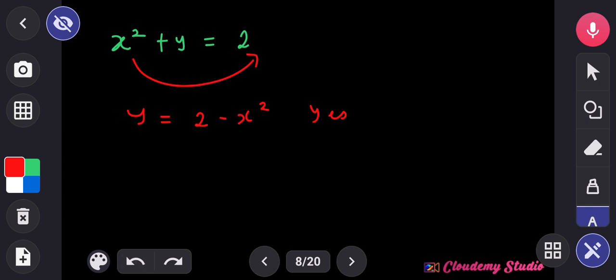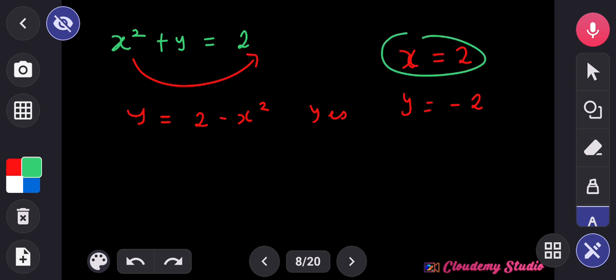y is just y. So it means that if x equals 2, my y will be equal to minus 2. Are you getting what I'm trying to say? If x equals 2, it means my y will be equal to minus 2. So you can see that for every single value of x, I have only a single value of y.